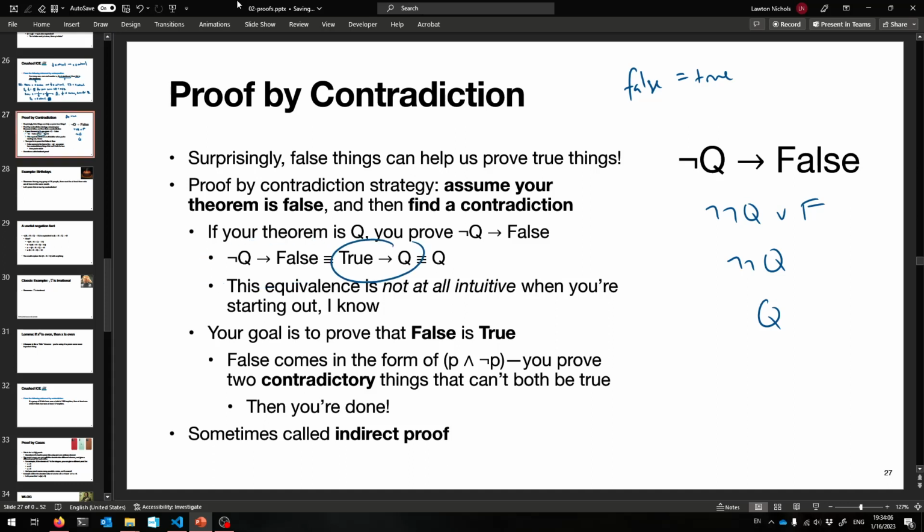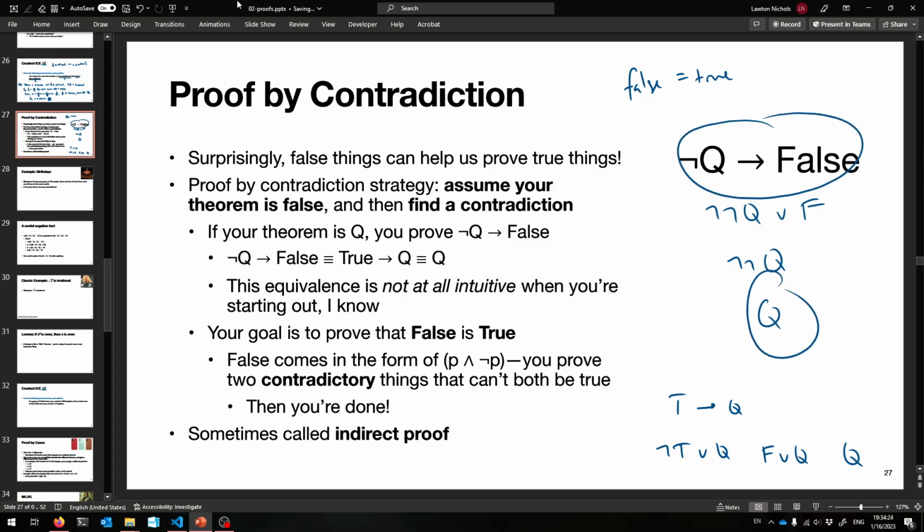Another way to show that is you take this and you make the contrapositive of that. True implies Q, and that's the same as just Q. Because if you have true implies Q, that's the same as not true or Q, which is the same as false or Q. And for the same reason, if you're ORing with a false, you end up with just Q. So two different ways of showing you that this is equivalent to the original theorem. Isn't that neat? So if you just prove this instead, a lot of times it's easier, all right?